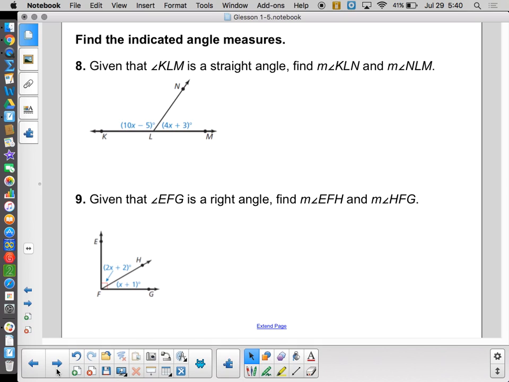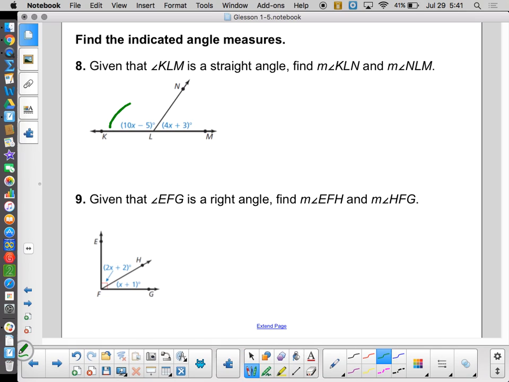Here it's given KLM is a straight angle. See what's going on here. So these two angles have to add up to 180. And again, you don't have to put the parentheses down. I'm doing it simply for your sake so that you can see where those numbers are coming from, that I'm not just pulling these numbers out of anywhere. They're actually coming from the measurements of the angles themselves. Then we combine like terms.